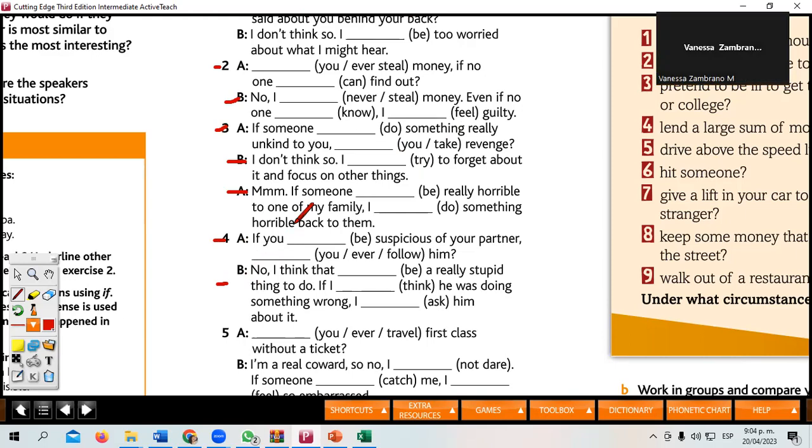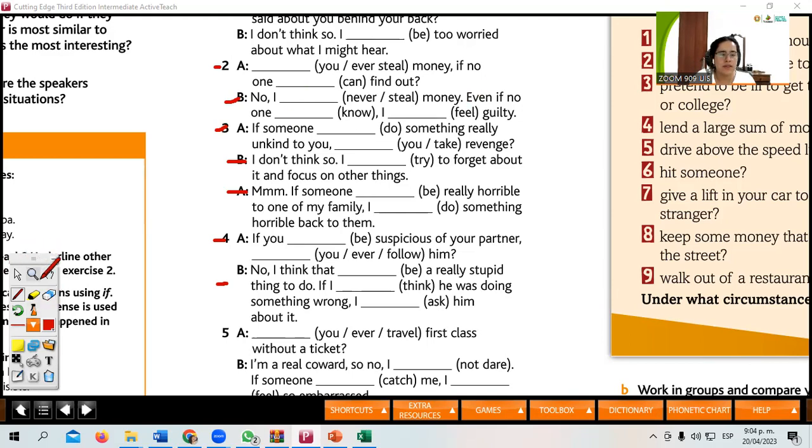No. No, I think that would be a really stupid thing to do if I thought he was doing something wrong. I would ask him about it. Good. If I thought he was doing something wrong, I would ask him about it. Okay. Good, guys. Excellent. Now let's continue.